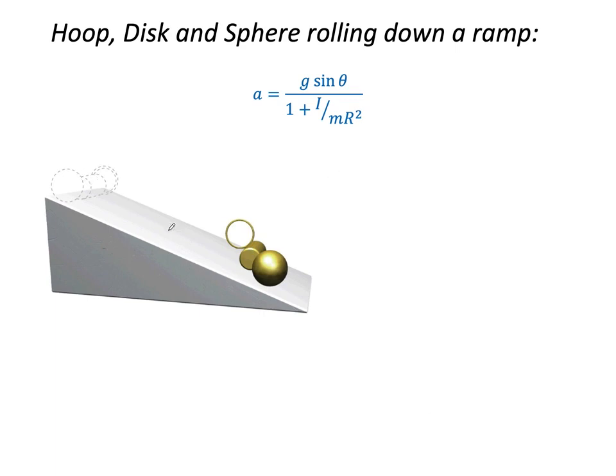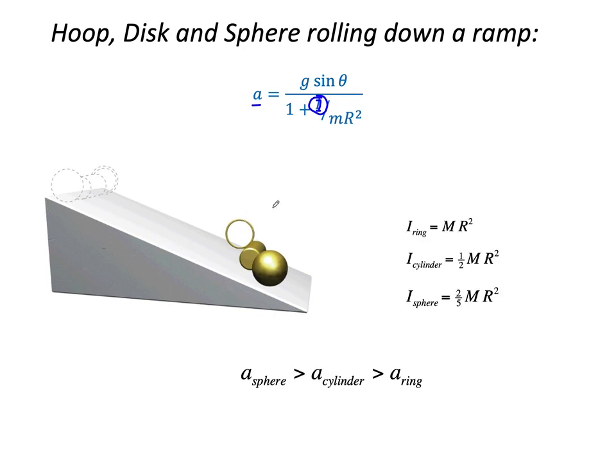Remember before we talked about the rolling Olympics? Which one of these gets down faster? Well, their accelerations down the ramp depend on the rotational inertia, I. The bigger I is, the bigger the denominator becomes and the smaller the acceleration gets. Which of these objects has the greatest rotational inertia? The answer is, of course, the ring. It's mr squared, followed by the cylinder, which is 1/2 mr squared, followed by the sphere, which is 2/5 or 0.4 mr squared. So which one gets down the ramp first? Well, the sphere, followed by the cylinder, lastly by the ring, because it has the greatest rotational inertia, biggest denominator.